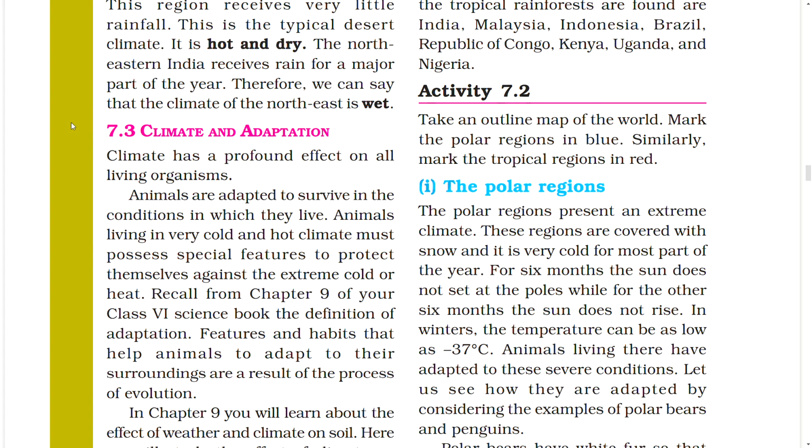7.3 Climate and Adaptation. Climate has a profound effect on all living organisms. Animals are adapted to survive in the conditions in which they live. Animals living in very cold and hot climates must possess special features to protect themselves against the extreme cold or heat. Recall from chapter 9 of your class 6 science book the definition of adaptation. Features and habits that help animals to adapt to their surroundings are a result of the process of evolution.